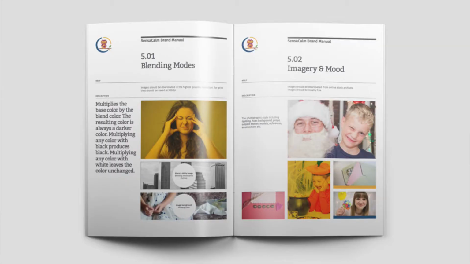Now, this includes not only the type of photos used, but also the style, the look and feel of the photos. Blending modes are quite important too, to create a unique style that can come to be identified with your brand. For example, if you multiply any base color by the blend color, the resulting color is always a darker color. Or multiplying any color by black produces black. Or multiplying any color by white leaves the color unchanged. So the mood of your photos and images is also important to consider before usage and must align with the brand core values and brand story.